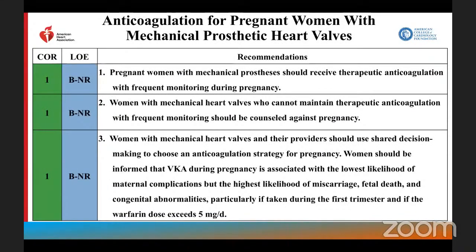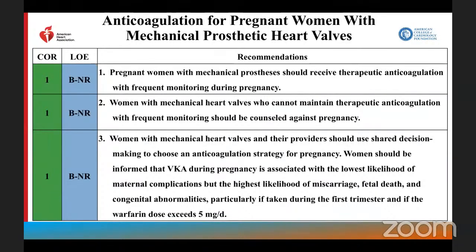For anticoagulation for pregnant women with a mechanical prosthetic valve, pregnant women with a mechanical prosthesis should receive therapeutic anticoagulation with frequent monitoring during pregnancy. It's a class 1. Women with mechanical heart valves who cannot maintain therapeutic anticoagulation with frequent monitoring should be counseled against pregnancy. It's a class 1.